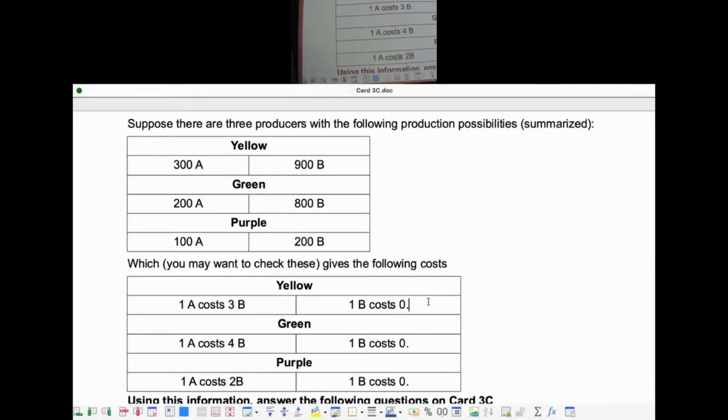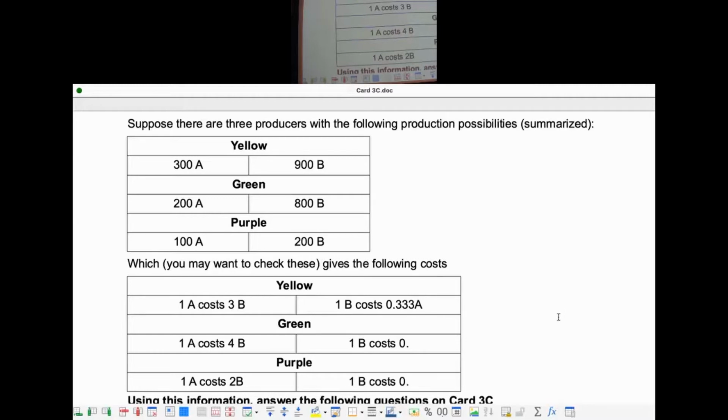Does somebody want to tell me, using the numbers on this table in yellow, if we wanted to make just 1B, how much would 1B cost to make? Is it 0.33, 1/3 of an A, right? It's always in terms of A's. If you want to be technical, you keep on going, right? But so it's 1/3 of an A.